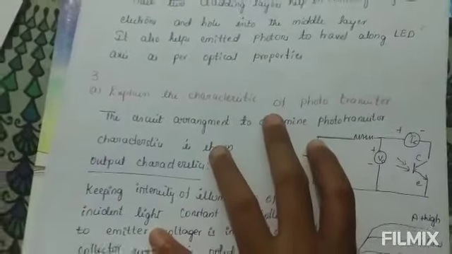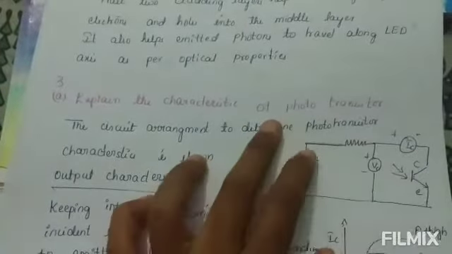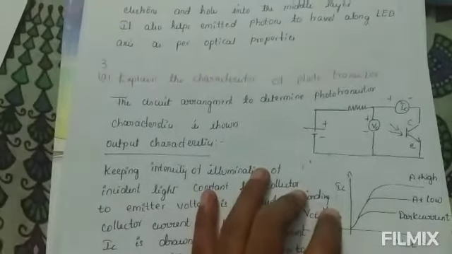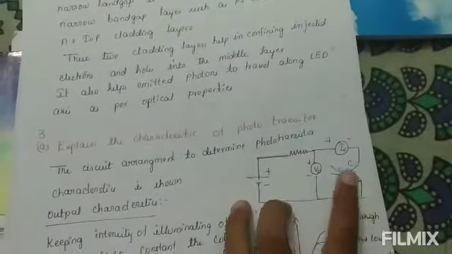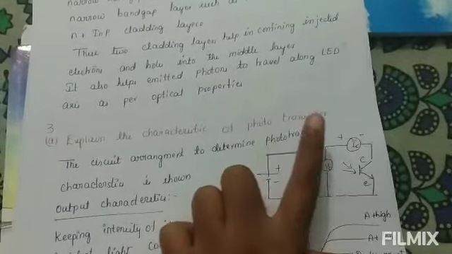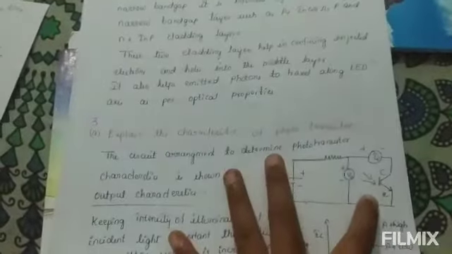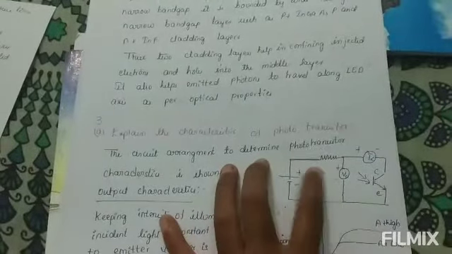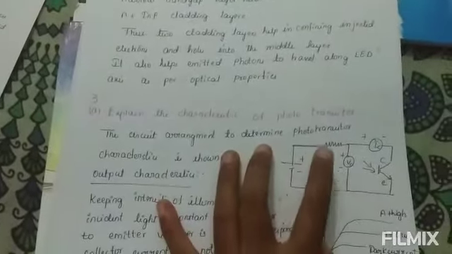For this, we can explain the characteristics of phototransistor using the circuit diagram and also using the graphical representation. The circuit arrangement will be like this. We use the resistor, battery and the transistor. The name itself tells the phototransistor. For this we use the transistor, collector, base and the emitter. This will be the phototransistor circuit diagram, so that we can explain any 2 characteristics of phototransistor.